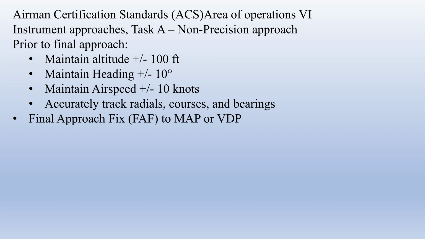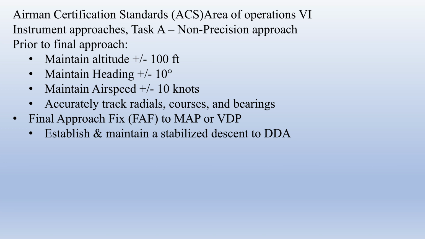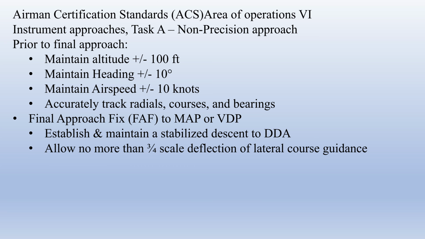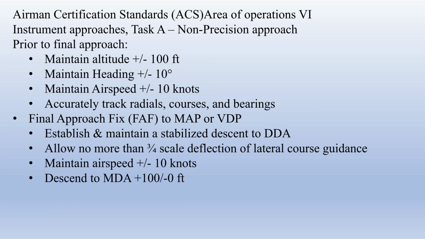As far as the final approach fix to the missed approach point or the visual descent point, the standards there are that you establish and maintain a stabilized descent once you hit the final approach fix down to the derived decision altitude or DDA. That you allow no more than a 3/4 scale deflection of the lateral course guidance. This is the same as when we fly precision approaches or approaches with vertical guidance. And then maintain your approach speed plus or minus 10 knots as you descend. And descend to your MDA plus 100 feet, minus 0 feet.